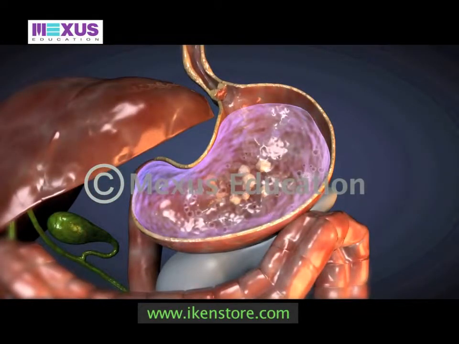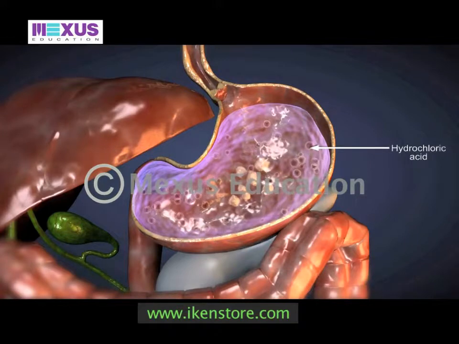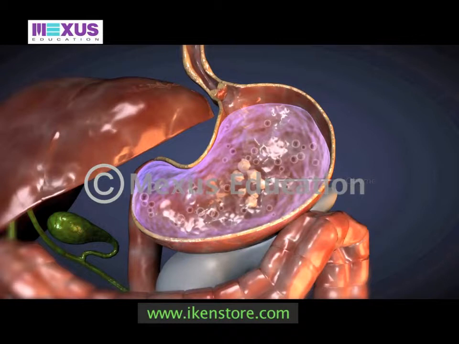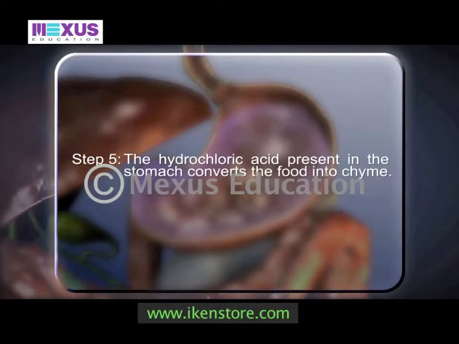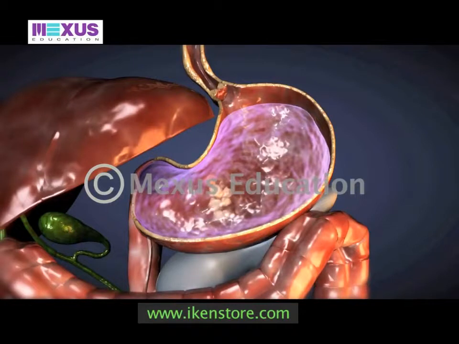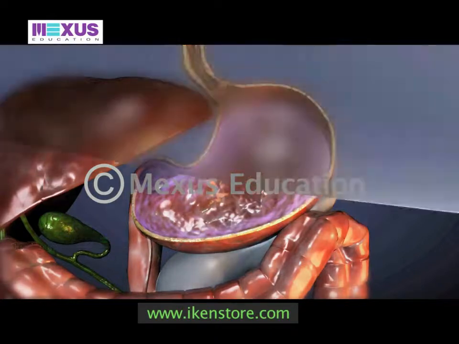The hydrochloric acid present in the stomach converts the food into chyme. This chyme now passes into the small intestine. This chyme exits the stomach through the pyloric sphincter and enters a part of the small intestine known as the duodenum.